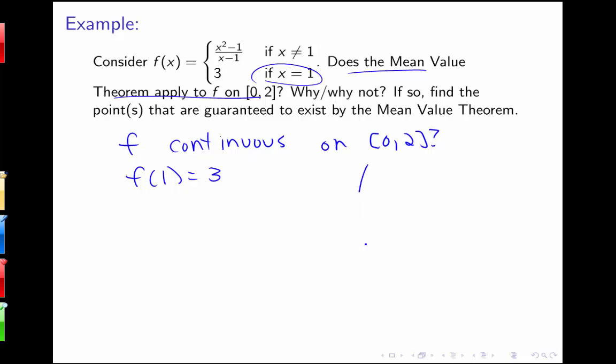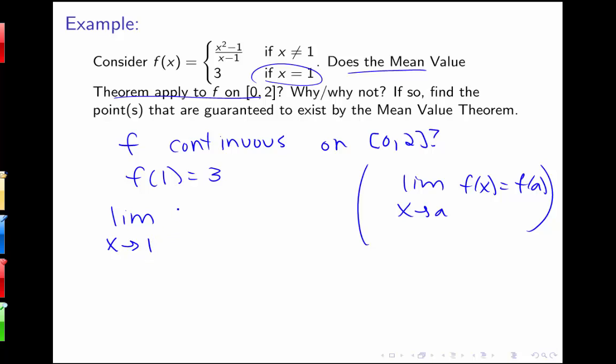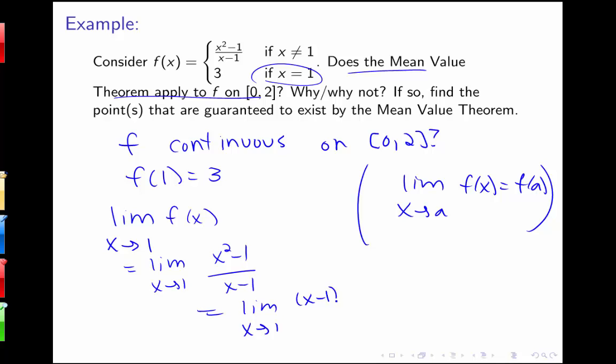Remember our definition of continuity. A function is continuous if the limit as x goes to a of f of x is equal to f of a. So I know that f of 1 is 3, and then to figure out whether it's continuous, I need to consider what's happening as I approach 1. So the limit as I approach 1 of f of x is going to equal the limit as x goes to 1 of x squared minus 1 over x minus 1. So if I use some factoring, I see this is going to be x minus 1 times x plus 1 over x minus 1. So I'm just going to be looking at the limit as x goes to 1 of x plus 1, which is equal to 2.